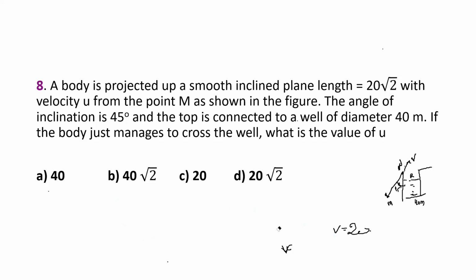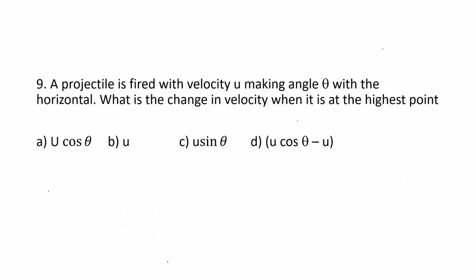Let's see the next question. A projectile is fired with velocity u, which is making angle theta with the horizontal. What is the change in velocity when it is at the highest point? What is the change in velocity when it is at the highest point? So let us calculate. Since horizontal component of velocity remains always constant, and it is making an angle theta with the horizontal, what is the change in velocity at the highest point we need to calculate?